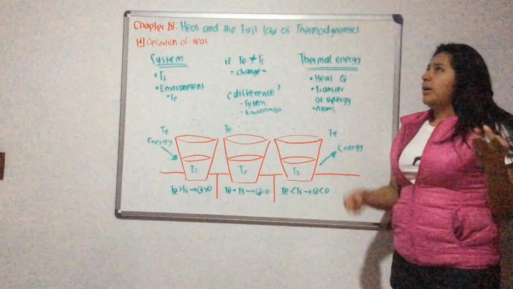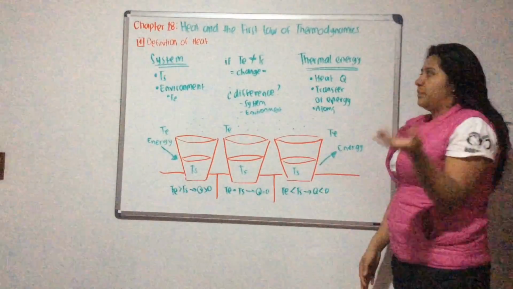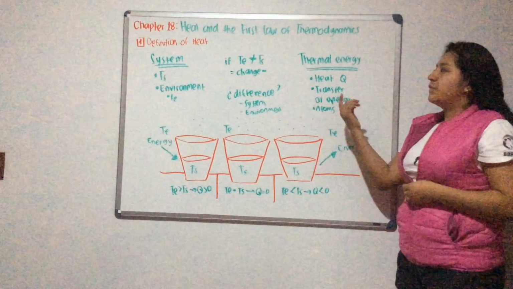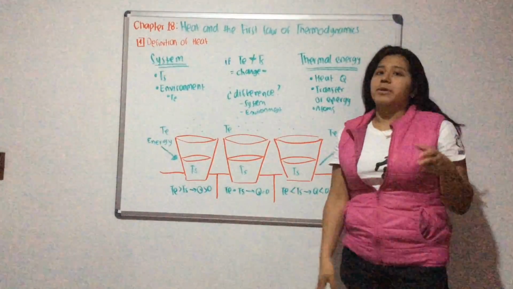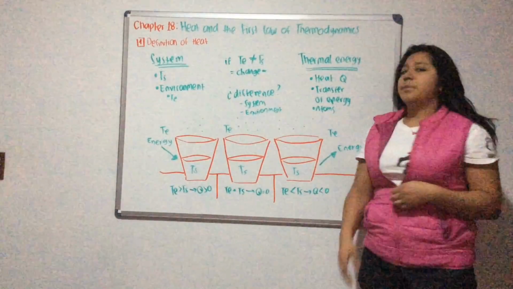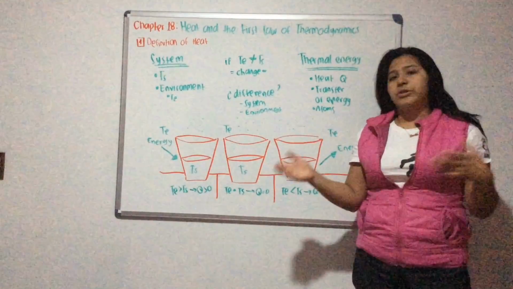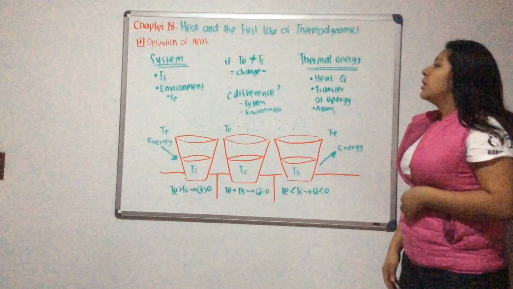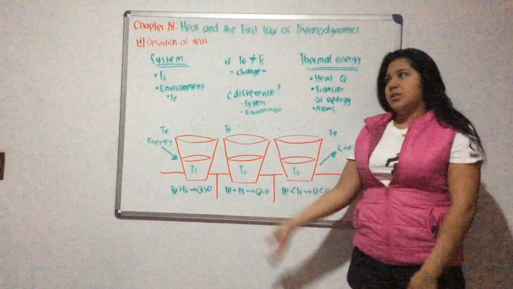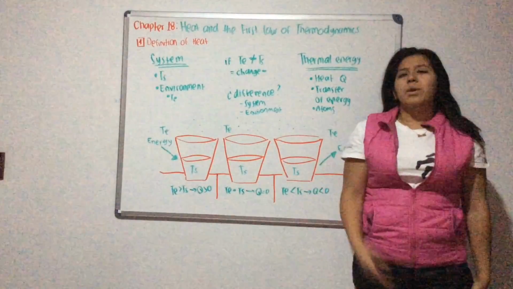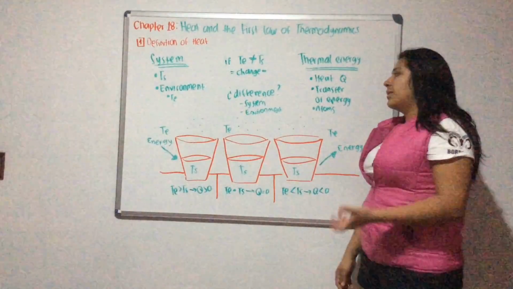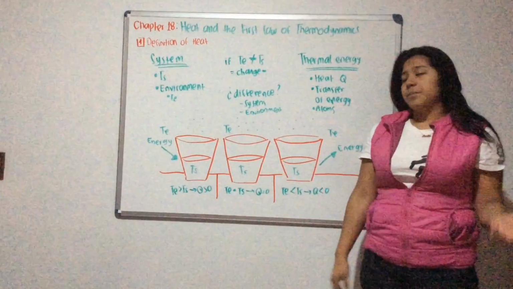Hypothetically speaking, if the temperature of the system is different than the temperature of the environment, then the temperature of the system is going to change until it is equal to the temperature of the environment. But what is the difference between the system and the environment? Well, there's just one thing: the environment is large compared to the system.